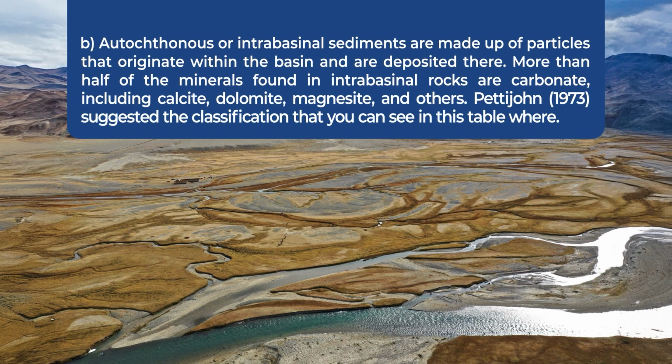So, autochthonous or intrabasinal sediments are made up of particles that originate within the basin and are deposited there itself. More than half of the minerals found in the intrabasinal rocks are carbonates, which include calcite, dolomite, magnesite, and there are also others. Then Petrijohn suggested a classification that you can see in this table, which I have already discussed, where he has given the differences between the autochthonous limestone and the allochthonous limestone.